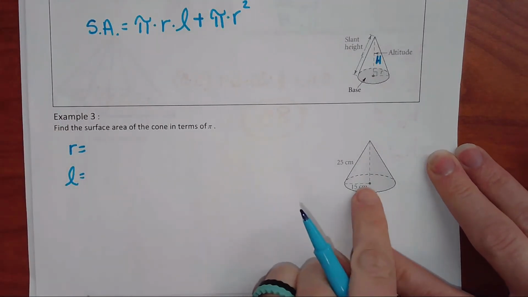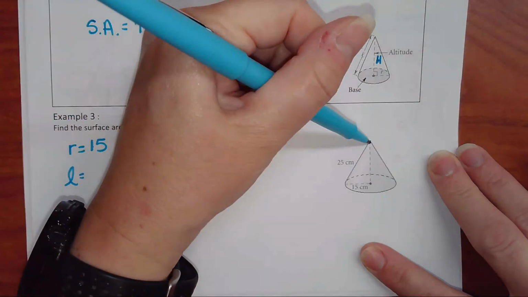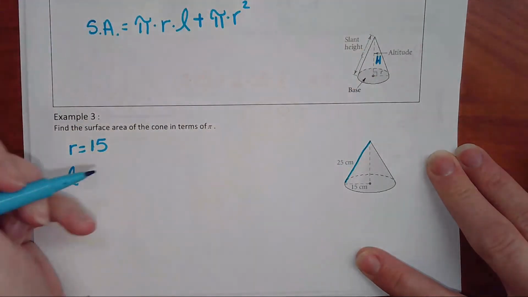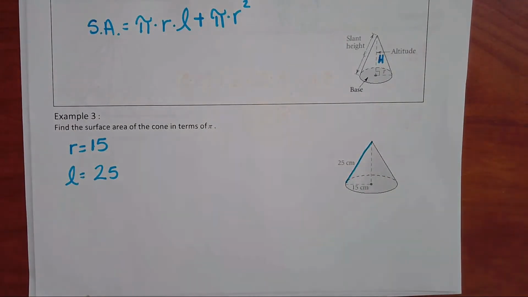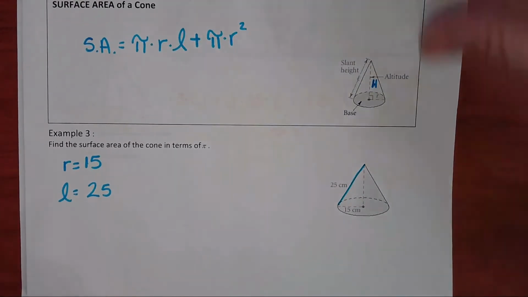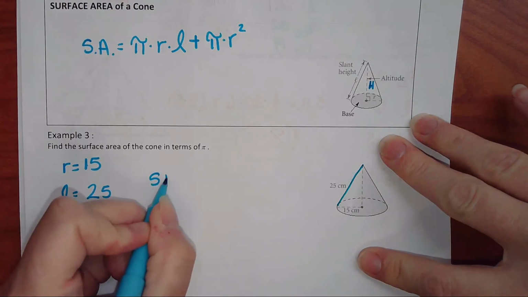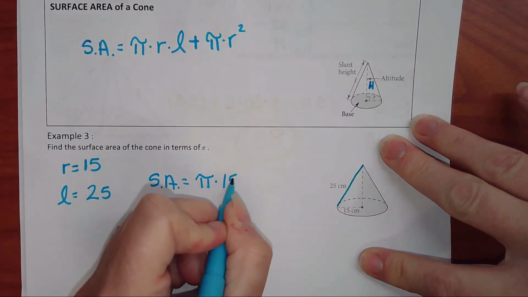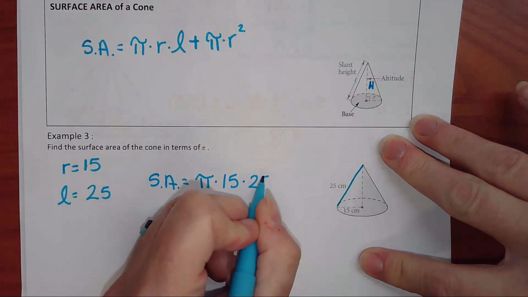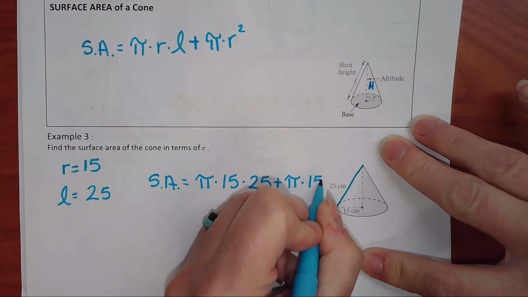So the radius, again, is 15. Slant height is going to be on the outside, and this one they actually give you the slant height. So sometimes when they give it to you, you luck out. If they don't give it to you, you're going to have to use the Pythagorean theorem to find it, just like we did with the pyramid. So now I plug in. You do pi times radius times slant height plus pi times radius squared.